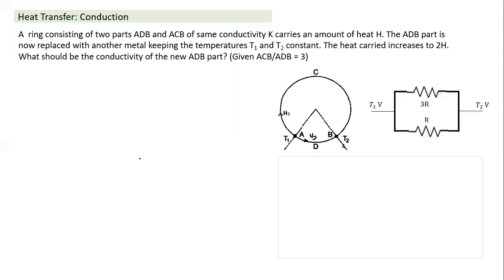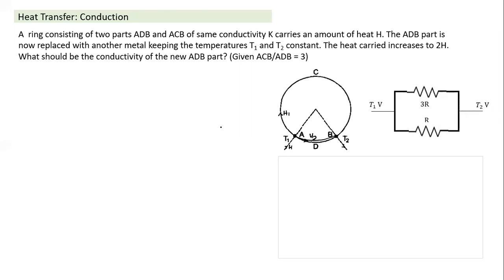What we need to do here: if the ADB part is now replaced with another metal, keeping T1 and T2 the same, so the temperature is not changed. Which part is removed? ADB. This part is removed. And if the heat carried increases to 2H, so earlier the total heat H1 plus H2 was H, now it becomes 2H. What must be the conductivity of the ADB part, given that ACB by ADB is 3? So compared to this, the length is 3 times.